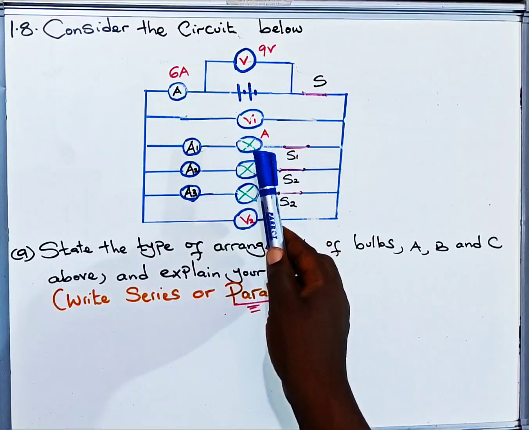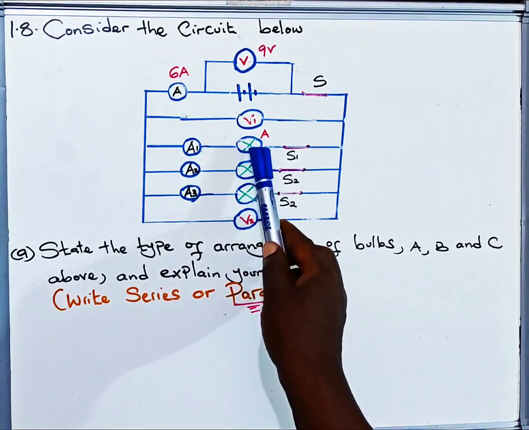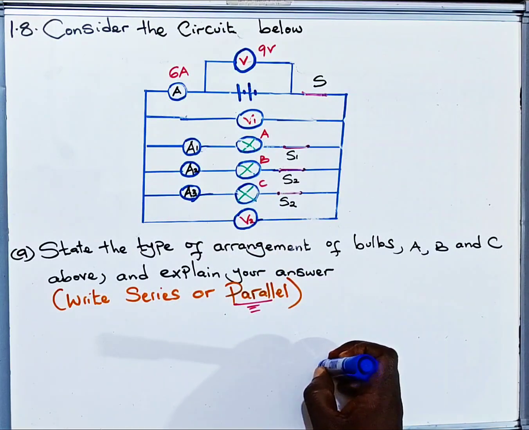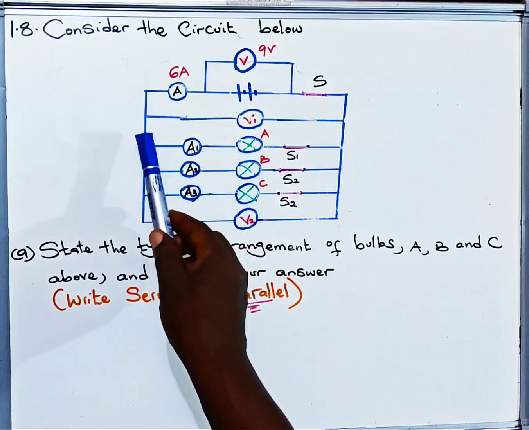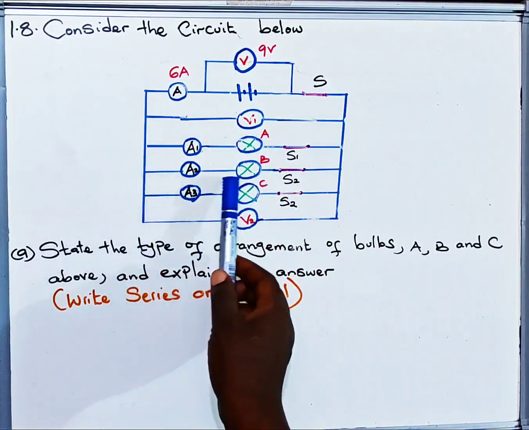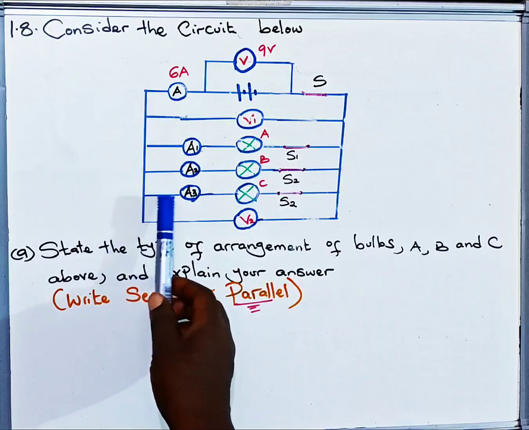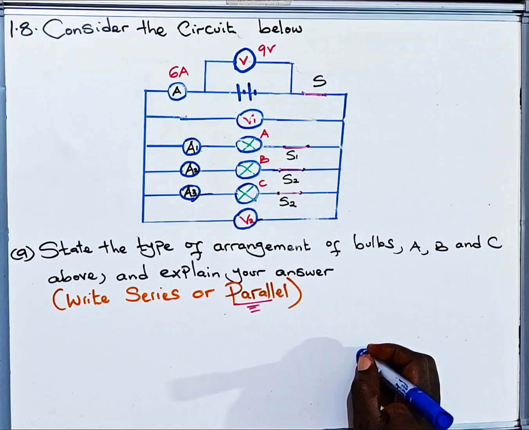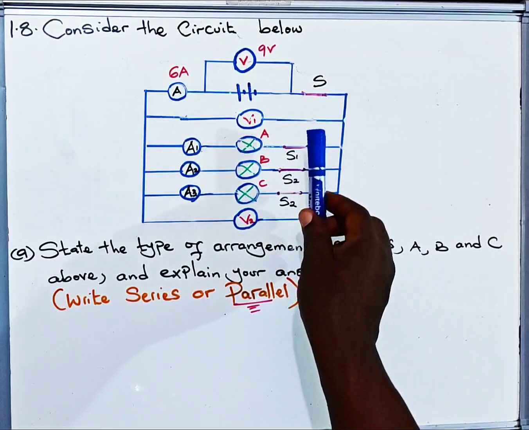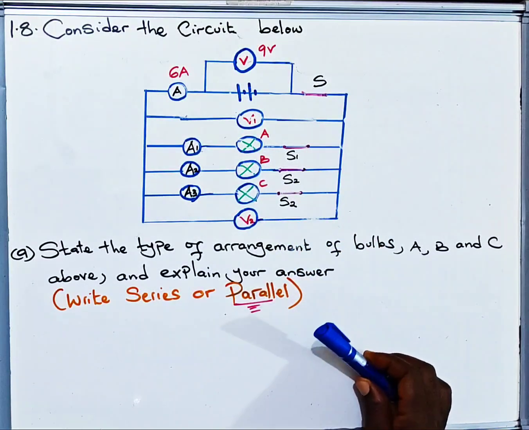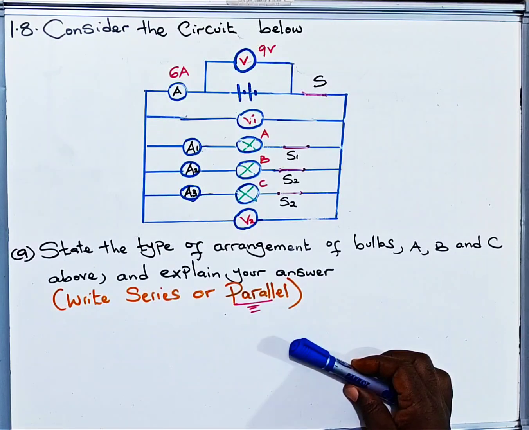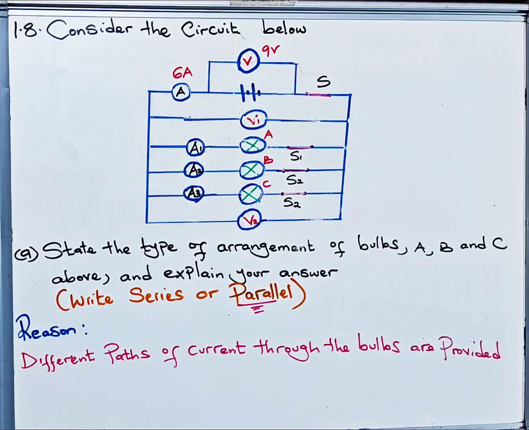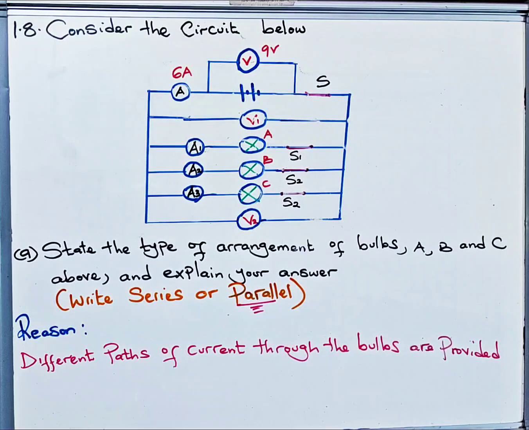The answer is that alternative routes for the current are provided. So whenever that situation occurs where a current can pass here, another one can pass in another one, another one can pass in another one, then that arrangement is parallel. So the answer is that different paths of current are provided. Yeah, that is that.